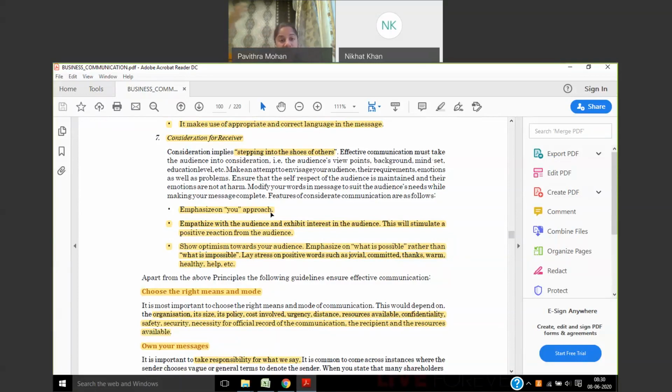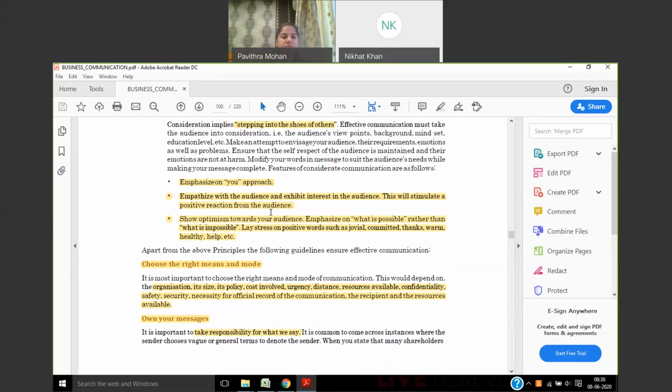I'm thinking about the receiver, and based on them, I'm preparing my document. Whatever communication means I'm using, written, oral, verbal, non-verbal, I'm considering my receiver. Based on them, I'm going to start drafting my message. That's called the you approach. Then empathize with the audience and exhibit interest in the audience. This will stimulate a positive reaction in the audience. When I consider my receiver as an important person and then start drafting this information, it becomes easier for me to create a positive reaction or positive approach in them.